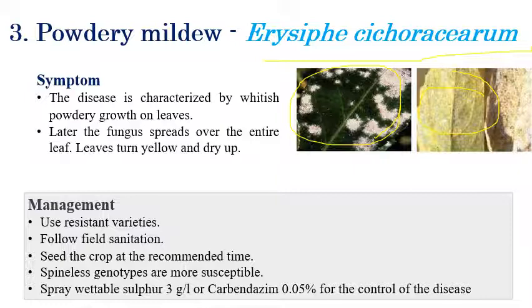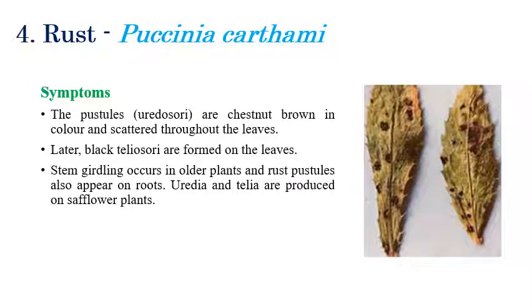Coming to the management aspects, use of resistant varieties and field sanitation can be recommended, and sow the crop at the recommended time and with the recommended seed rate. Spineless genotypes are more susceptible to this disease, so it is better to avoid spineless genotypes. Spray wettable sulfur 3 gram per liter of water or carbendazim at the rate of 0.05% for the control of this disease.